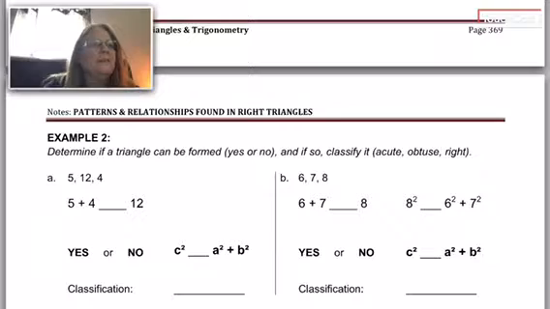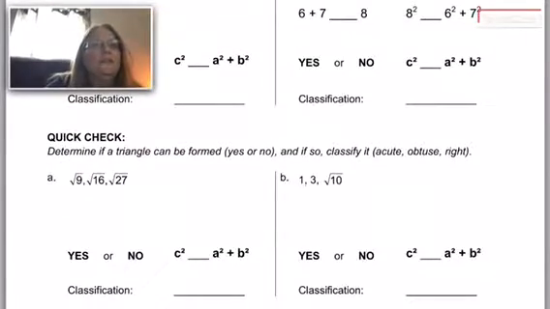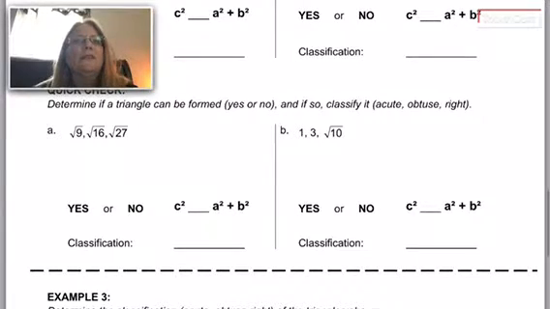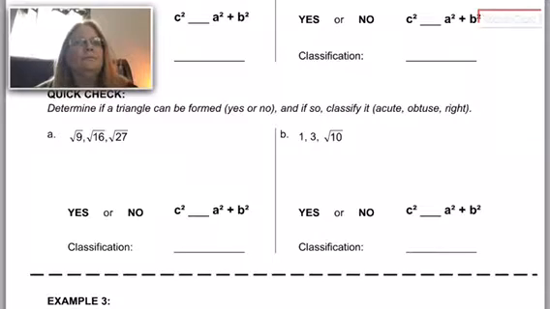Okay? So look at the quick check. Determine if a triangle can be formed, and if so, classify it as acute, obtuse, or right. Okay, what is the square root of 9? If you're not sure, put it in your calculator, but the square root of 9 is 3. So we can change that to 3.